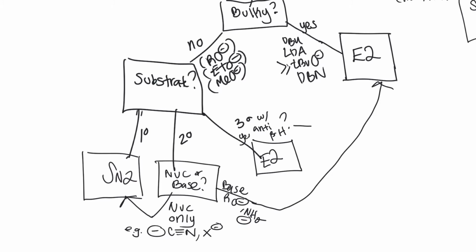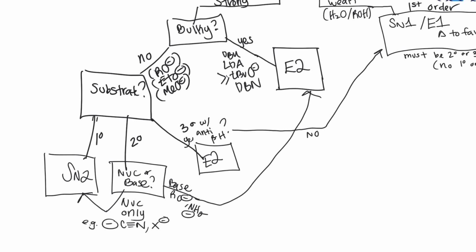If not, we go back to here, because it can't do SN2. So it will react. It just goes to one of the slower reactions, i.e. the first order reactions.